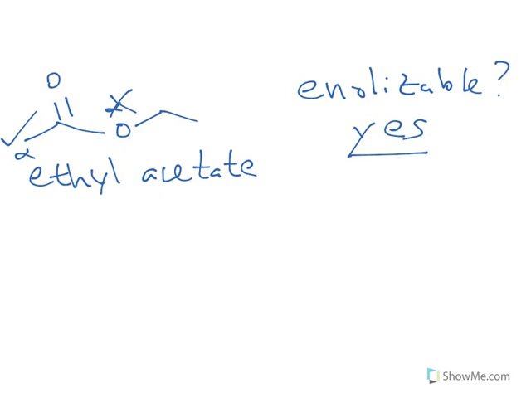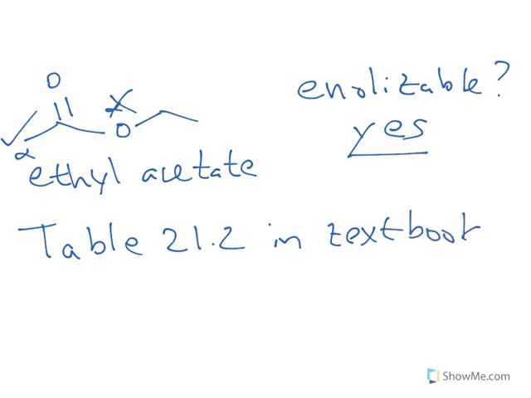We'll get to that by looking at table 21.2 in your textbook. When we look at that table, it's going to give pKa values for a variety of acids. So how are we going to use this to decide whether something is more or less enolizable than another compound? Let's take a look here.